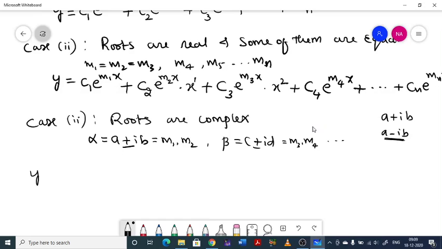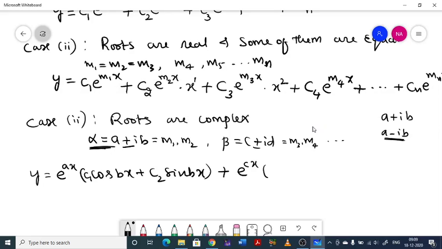So in this case y will be e power the real part. First I am writing only for this one. e power real part, e power ax into cos imaginary part bx plus, here you have to write constants: first constant cos bx plus second constant sin bx, plus for c plus or minus id, you have e power real part cx times third constant cos dx plus fourth constant sin dx.